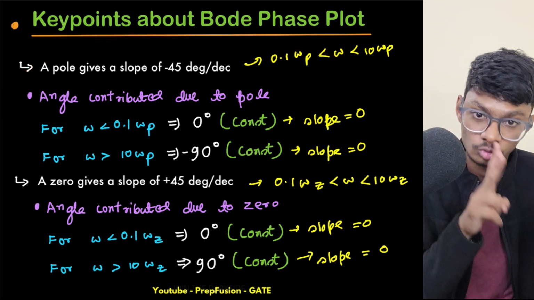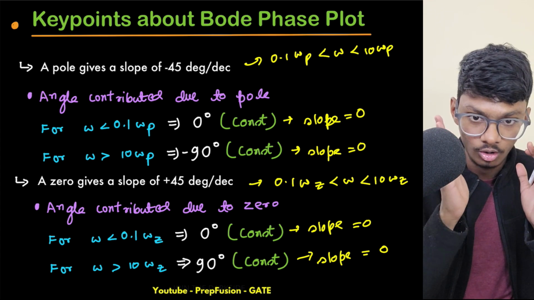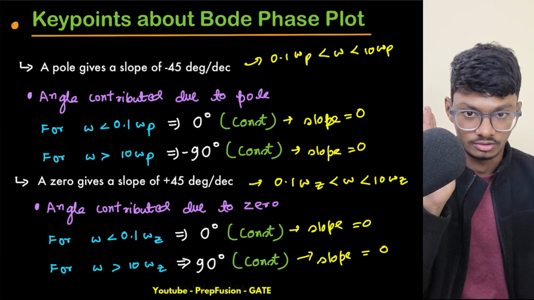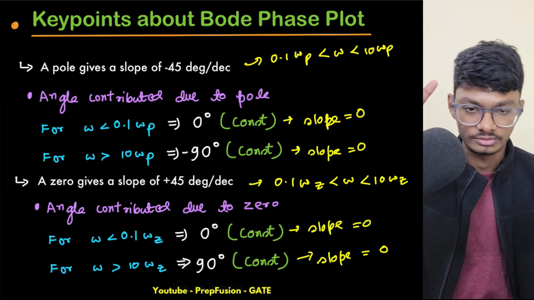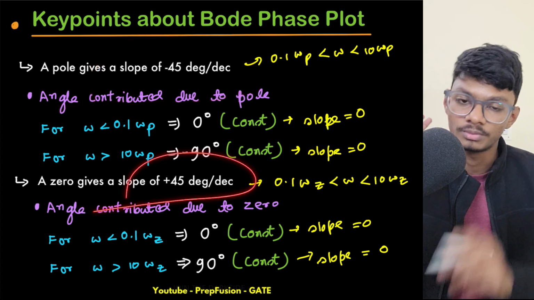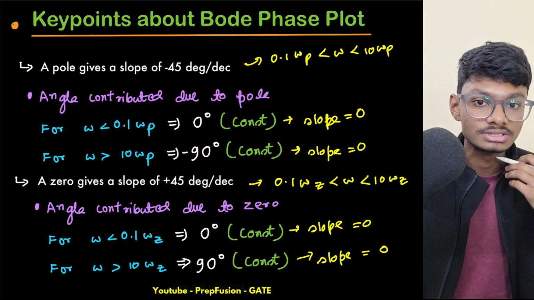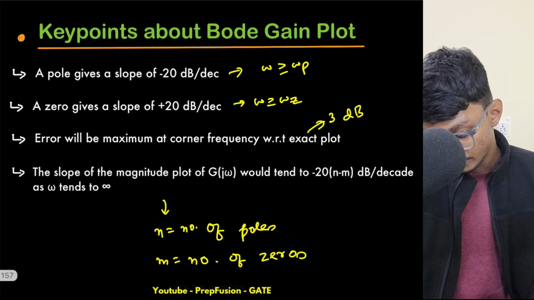So my slope will be present between 0.1 omega p, between 0.1 times the corner frequency and 10 times the corner frequency. The slope will be minus 45 degrees per decade or plus 45 degrees per decade depending on zeros or poles. Very important. Okay, this is about a single pole.